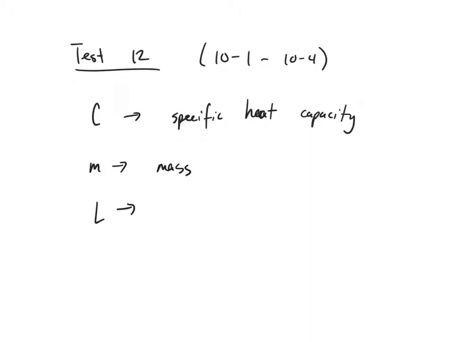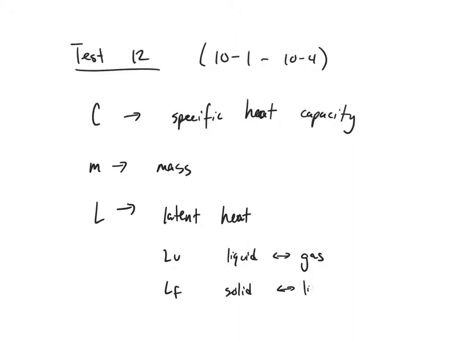L is the latent heat. Now, it could be of vaporization or of fusion. Remember that we have two options here. We've got LV and LF. LV is for vaporization, so from a liquid to a gas or back and forth. And LF is for fusion, that's from a solid to a liquid or vice versa. Okay, LV and LF: vaporization, fusion.